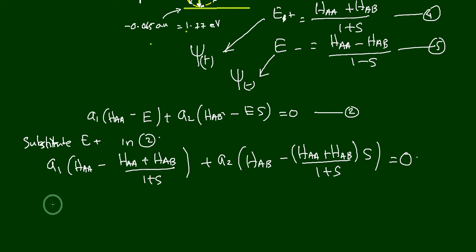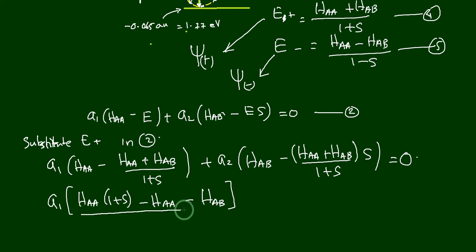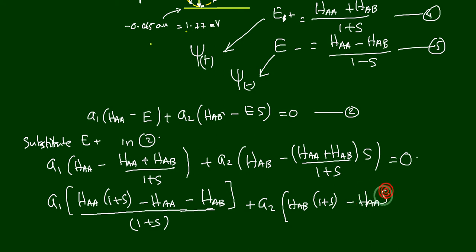So let me expand this. A1 into HAA into 1 plus S minus HAA minus HAB, and then I have the common denominator for this one, that is 1 plus S, plus A2 into HAB into 1 plus S minus HAA into S, HAA into S minus HAB into S, minus HAB into S. Then I have a common denominator, that is 1 plus S, and that is equal to 0.